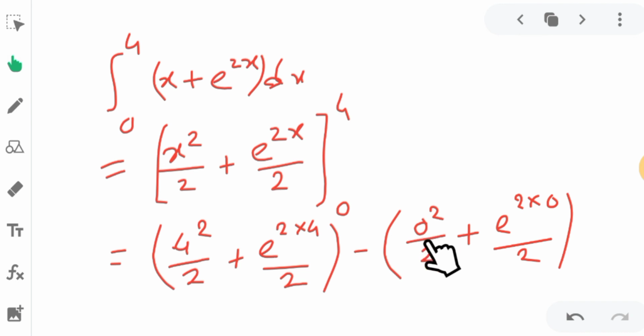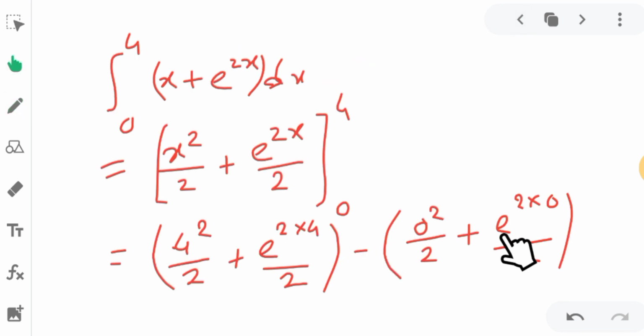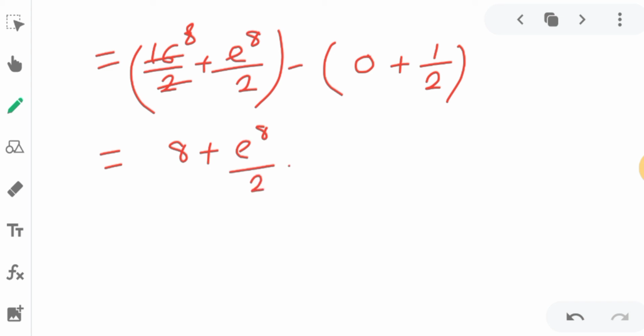0 square is nothing but 0, and 0 upon 2 is 0. Then this term will be e to the power 2 into 0, e to the power 0. Any number to the power 0 is 1, so e to the power 0 will be 1. So I will write directly plus 1 upon 2. Now I will simplify a little bit: 16 upon 2 is 8, so 8 plus e to the power 8 upon 2, minus 0 plus 1 upon 2, so minus 1 upon 2.